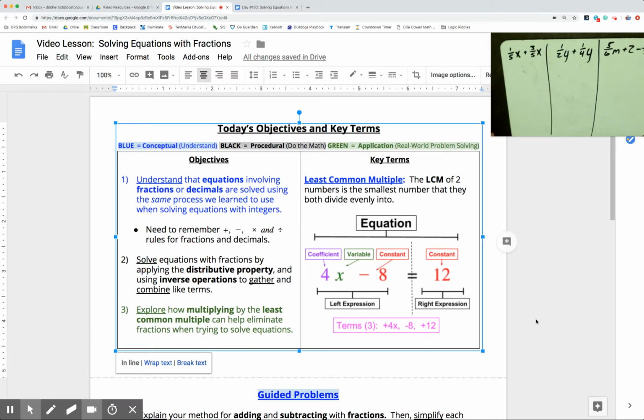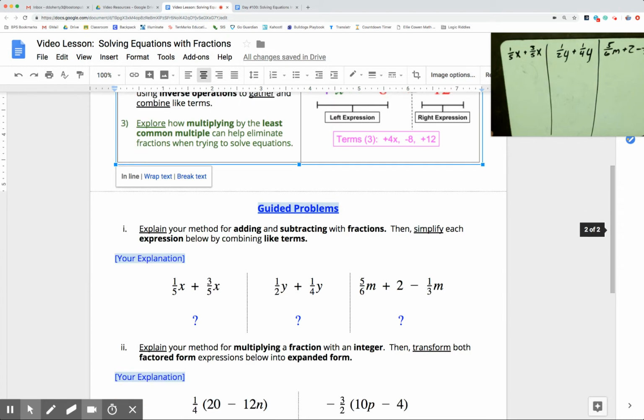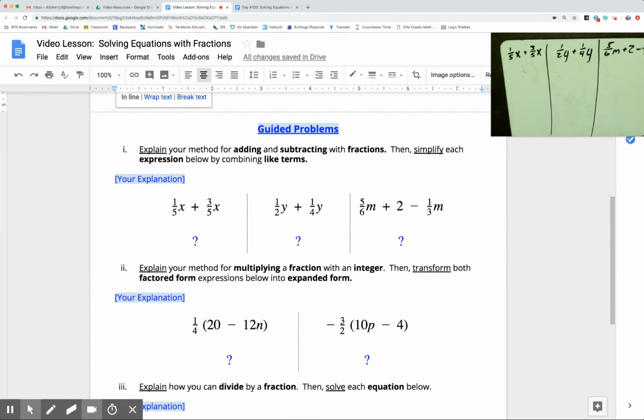Finally, today and tomorrow, we're also going to explore a second option when you see fractions in the equation, how we could potentially multiply by the least common multiple, which we'll talk about again later in class today and more on Tuesday. And multiplying by the least common multiple is one way to eliminate fractions from your equations. You'll see that option later today when you're working on practice problems.